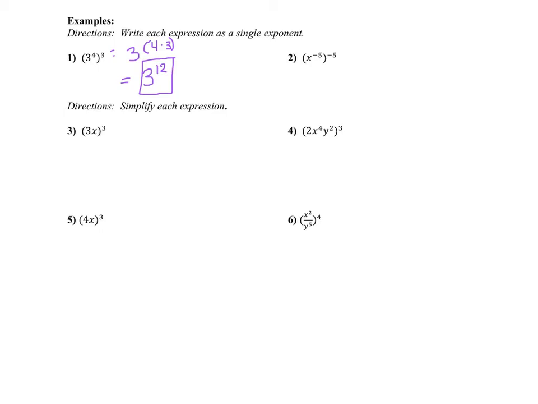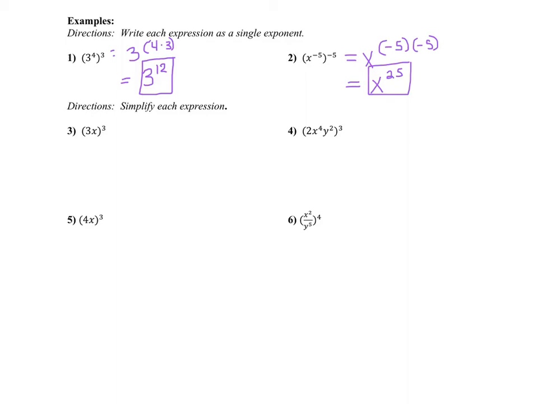Let's look at example 2. It says x to the negative 5th power to the negative 5th power. So you're just going to multiply your exponents. You're going to say x, and you're going to multiply negative 5 times negative 5. And what is negative 5 times negative 5? That gives you a positive 25. So your answer is x to the 25th power. So we're just multiplying our exponents.